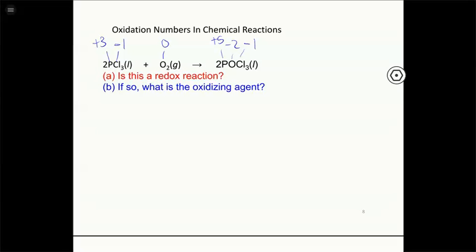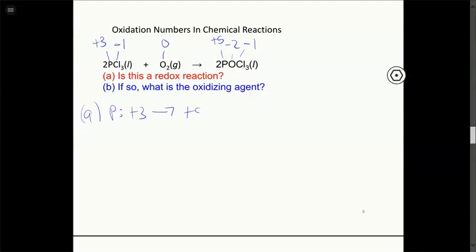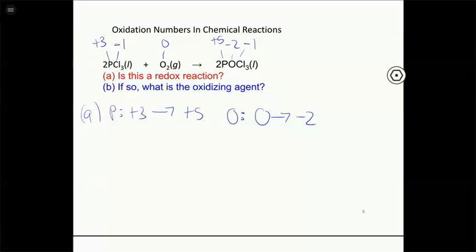So if we look at what happens here, we see that we have some oxidation numbers changing. Phosphorus goes from +3 to +5. On the reactant side, phosphorus has an oxidation number of +3. On the product side, it has an oxidation number of +5, so its oxidation number is increasing. And for oxygen, on the reactant side it has an oxidation number of 0. Each oxygen is 0, and on the product side the oxygen is -2. Because we have oxidation numbers that are changing between the reactant and the product, this is in fact a redox reaction.